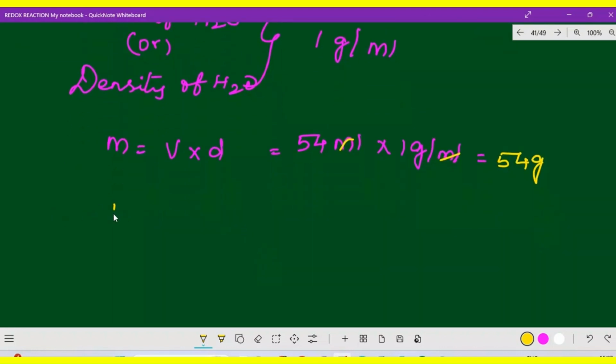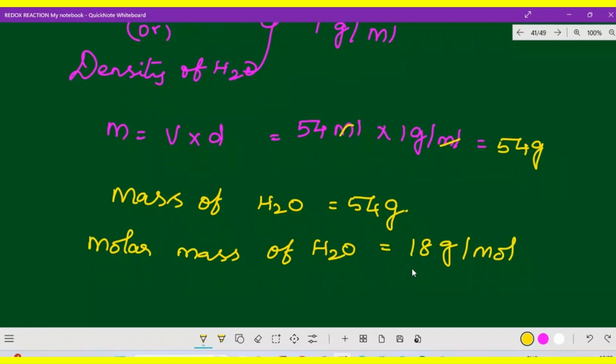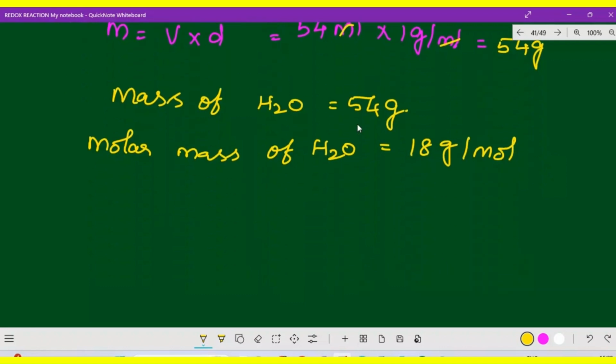The mass of water is 54 gram. And the molar mass of water, H2O, how much is it? It is 18 gram per mole. So number of moles is easy: given mass by molecular mass. Given mass is 54 gram.